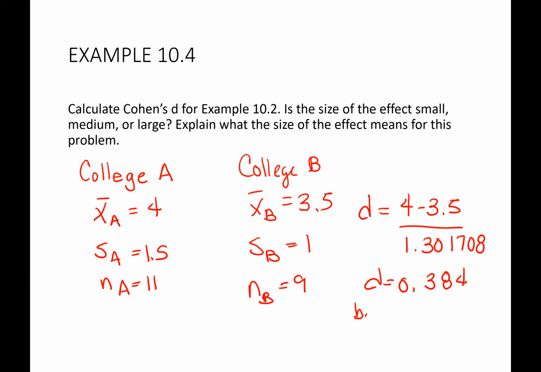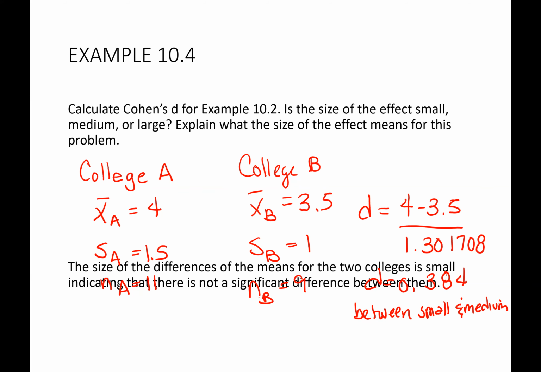0.384, which is between small and medium. So the effect of the difference is somewhere between small and medium. And what did we do in that problem? Since the effect is small, we didn't reject the null hypothesis. If the effect that you calculate is small or medium, you're going to fail to reject the null hypothesis. It's not significant enough for me to say there's a difference. So it indicates there's not a significant difference between those two means.